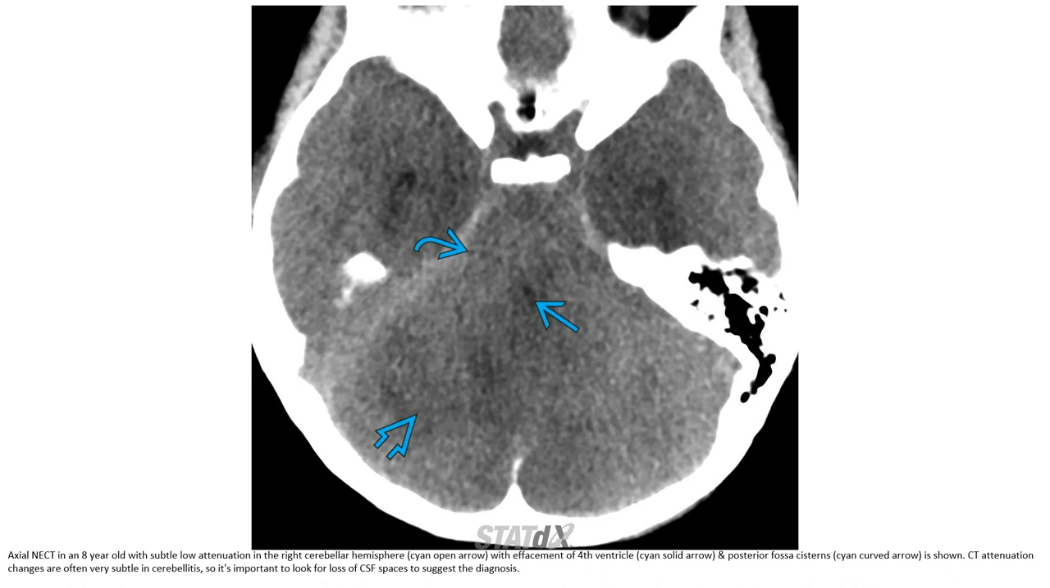Let's see the examples. This is a partial non-enhanced CT in an 8-year-old with subtle low attenuation in the right cerebellar hemisphere, as you can see indicated by cyan, with effacement of the fourth ventricle, as you notice with the cyan solid arrow, and the posterior fossa cistern, cyan curved arrow indicates. CT attenuation changes are often very subtle in cerebellitis, so it's important to look for CSF space effacement to suggest the diagnosis.